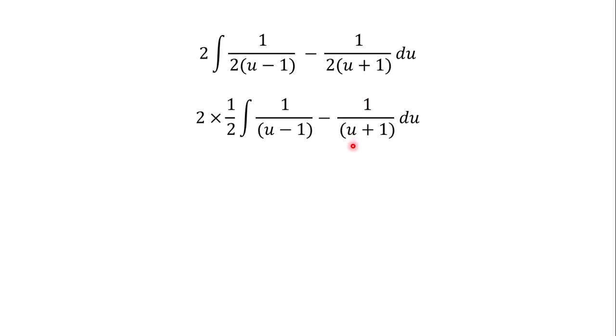Ln absolute value of what? u plus 1. Okay, now here this and this have been cancelled. It is left with what? 1. Okay, all right, so let's write our answer.